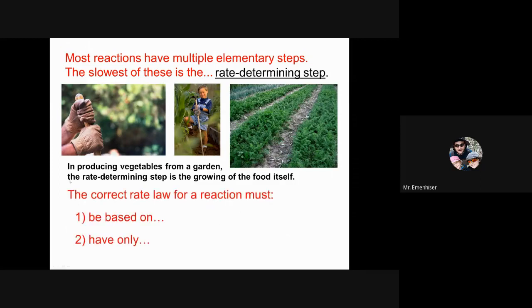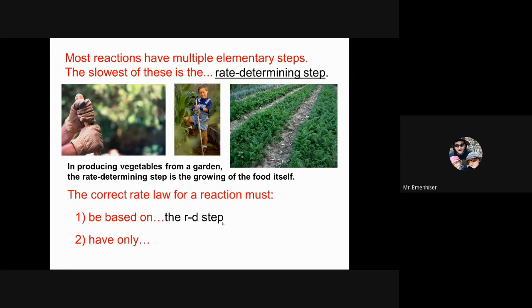All right, so for a rate law to be correct or valid, the rate law must be based on the rate determining step. So the rate law is going to be based on the rate determining step. The rate law will be based on the slowest step. It will not depend on the faster steps, right? The reaction rate is only as fast as its slowest step, right?